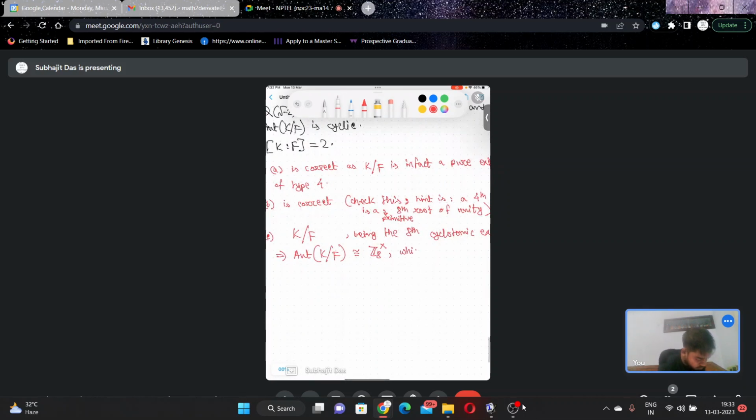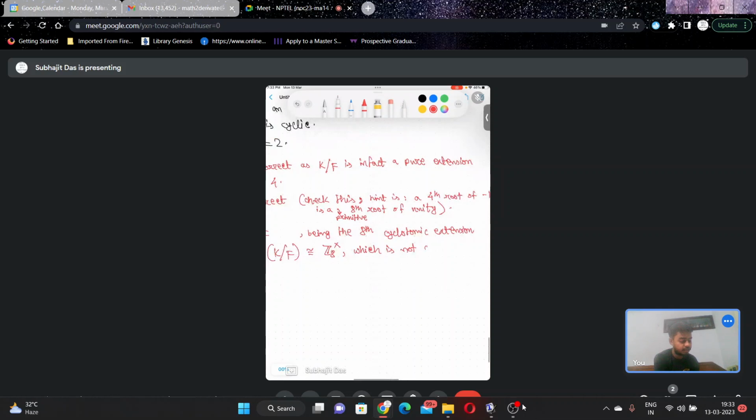Which is not cyclic. So what is the order of Z8 cross? It's phi of 8. What is phi of 8? It is 8 times 1 minus half, which is 4, right? And you can check that this is an abelian group of order 4. It's precisely Z2 cross Z2. So this group is isomorphic to Z2 cross Z2, which is not cyclic.